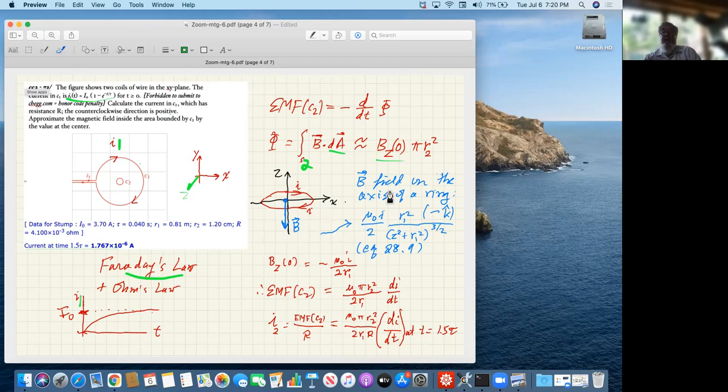And the formula for the magnetic field was derived in the previous chapter. This would be chapter 28, I guess it would be. It's mu naught I over 2 times R1 squared over Z squared plus R1 squared to the 3/2 power in the minus k hat direction. So in the negative k direction.